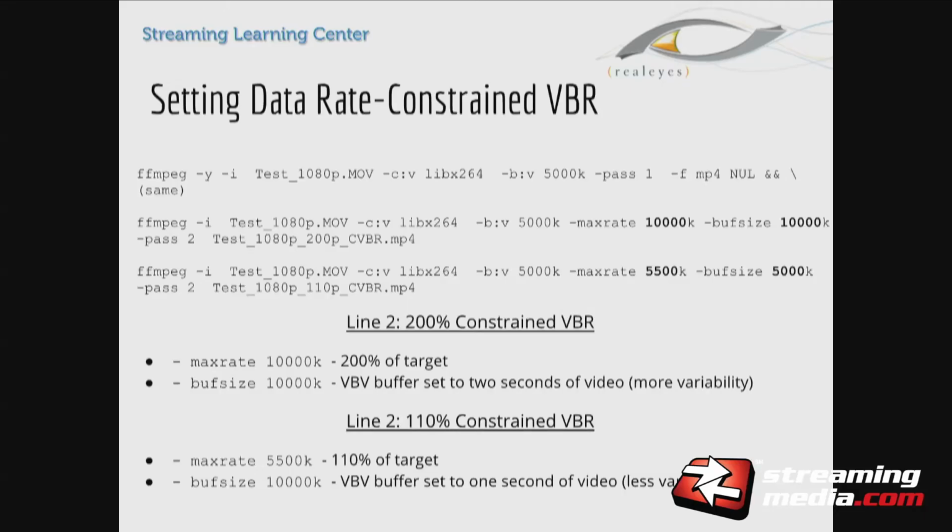The bottom line says 110% constrained VBR. Here I'm using 5 as the target, 5.5 as the max rate, and a buffer size of 5, again, to limit stream variability. Stream variability helps or hurts deliverability.